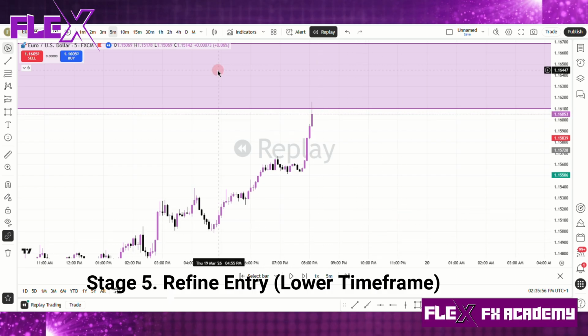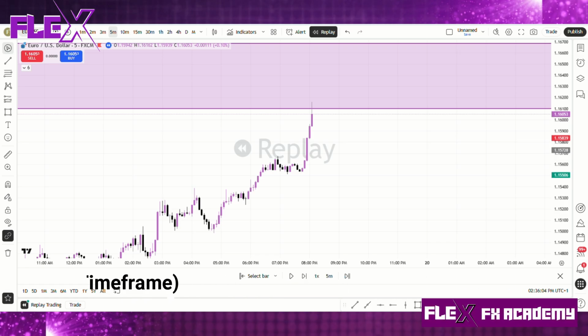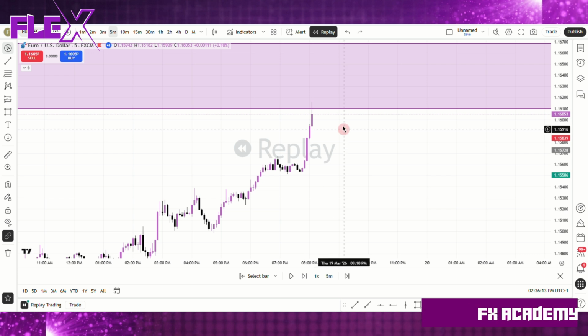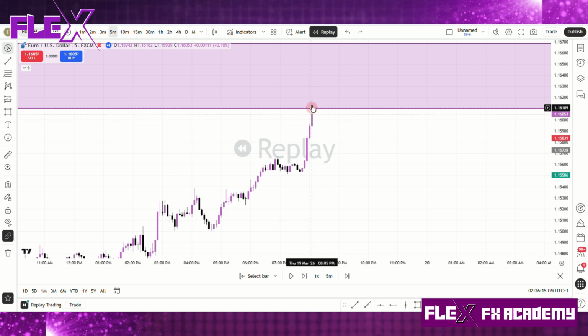If you can also go back to stage 5, we're looking for a break of structure, strong rejection, and an engulfing candle. Let's play again and see if we can get any of this. As it tapped in, we have seen a rejection. This pullback is a strong rejection. Now let's see again what we can get.